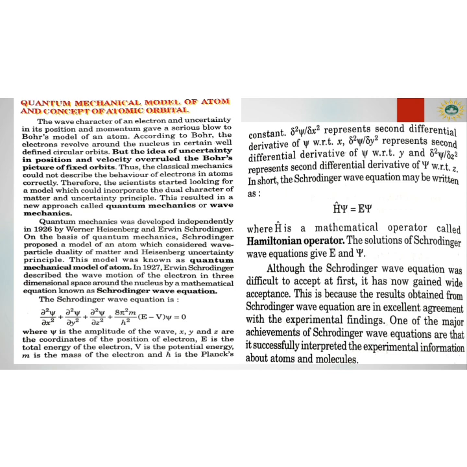We had to think of a new mechanical model, the quantum mechanical model, which is also known as Schrodinger's equation. So actually quantum mechanics was developed independently by Werner Heisenberg and Erwin Schrödinger. Now, on the basis of this quantum mechanics, Schrödinger proposed a model of an atom which considered wave particle duality.